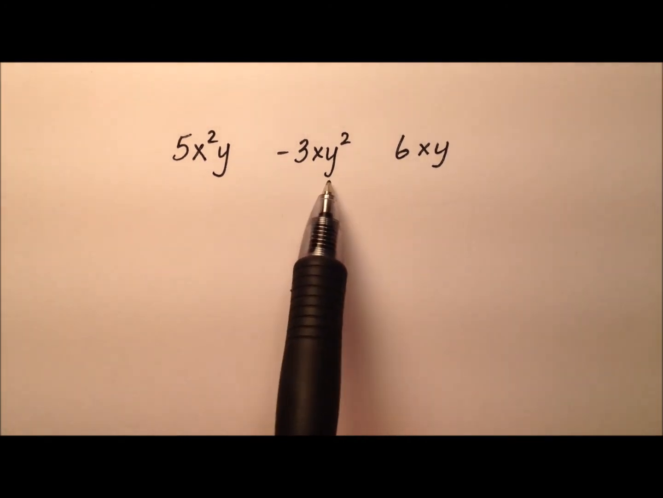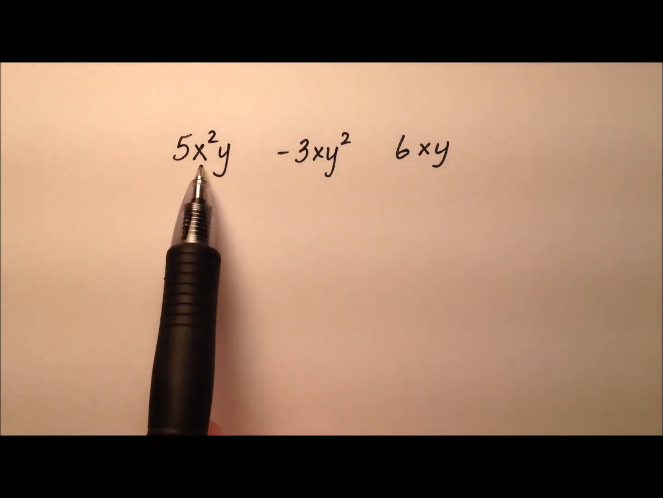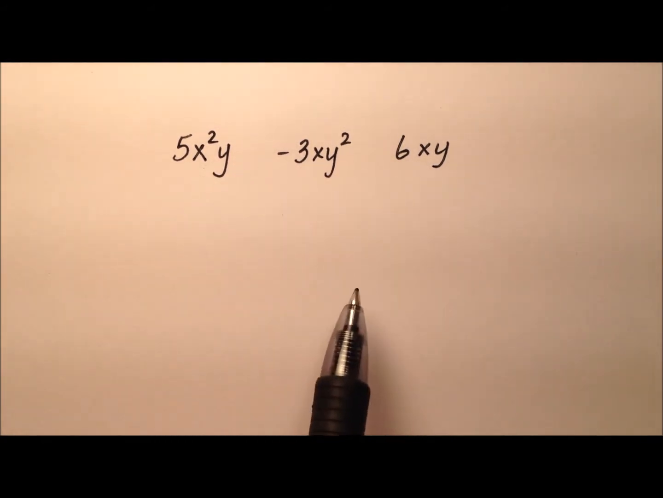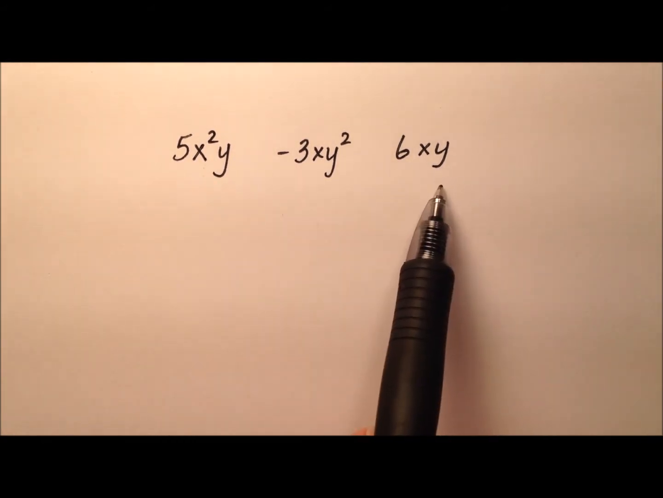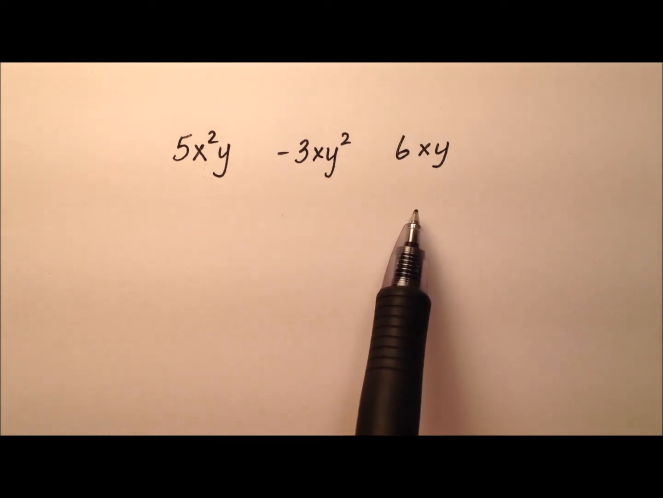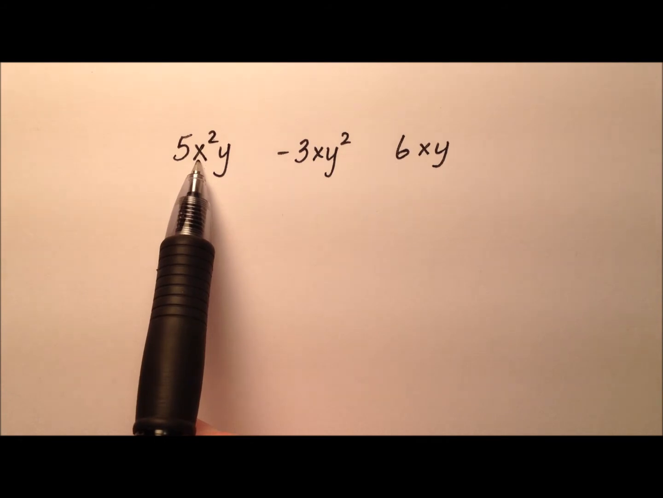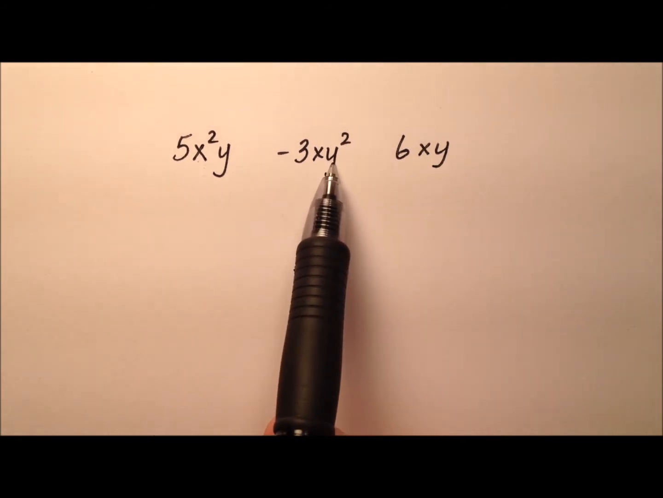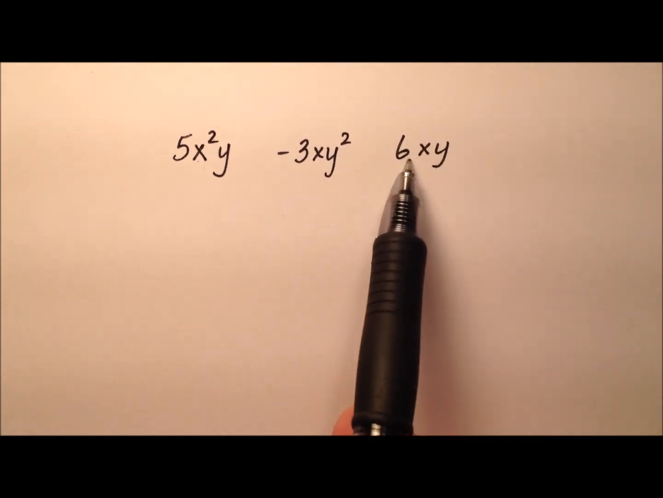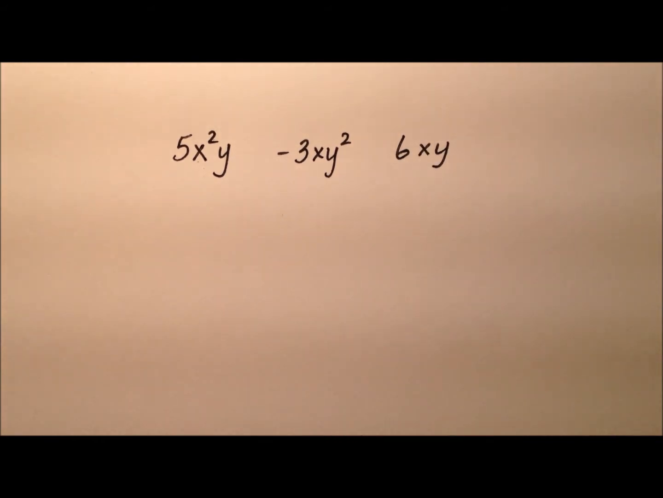All right, well, we have three terms right here, and it seems like all of them have the same variables, x and y. But none of these are like terms because the exponents on those variables are all different. The squared in this case goes with the x, the squared in this case goes with the y, and in this final case there are no exponents on the variables other than just the ones. Okay, so none of these three terms are like terms.